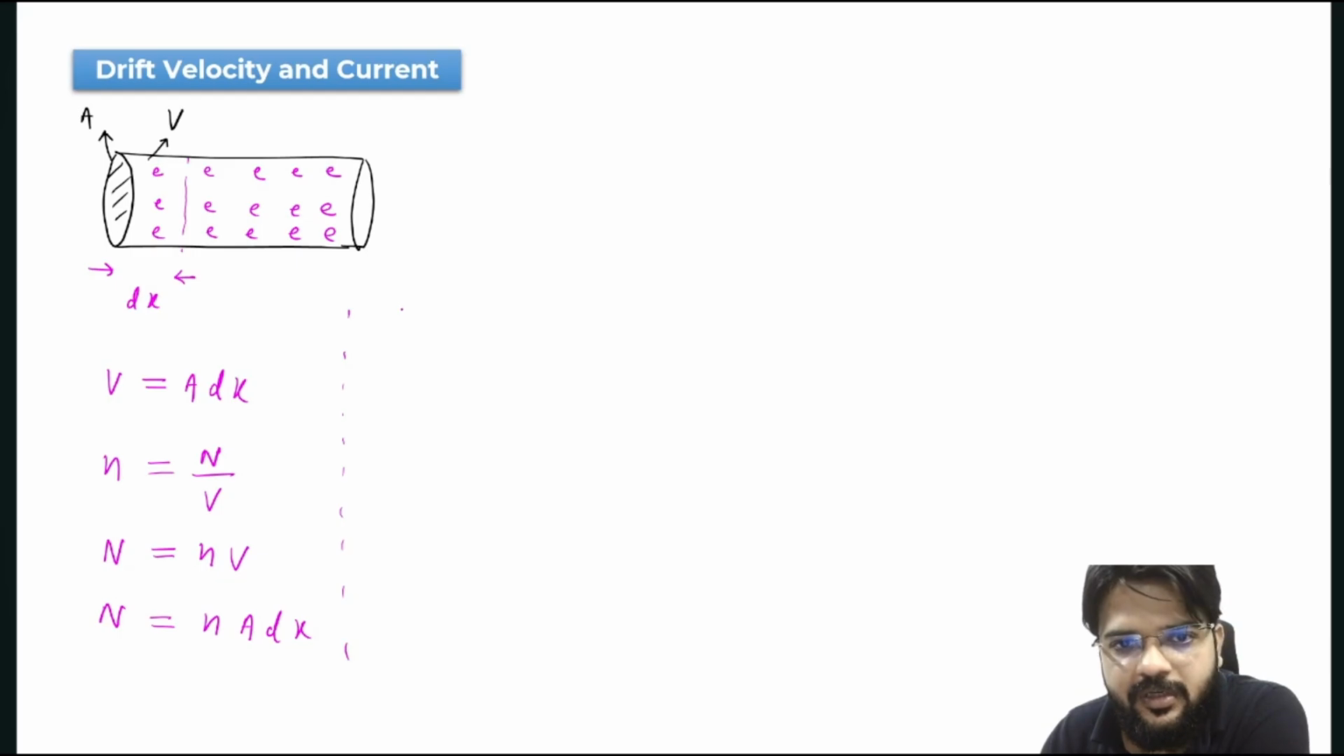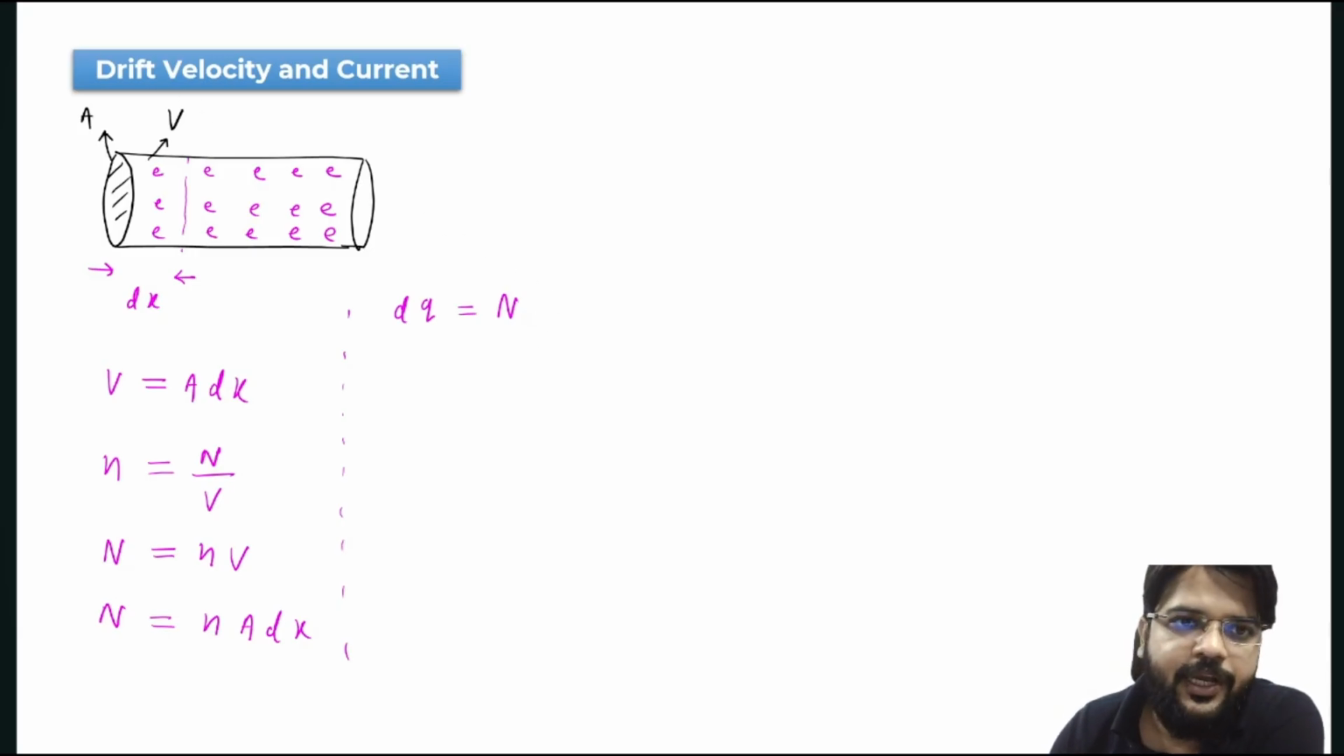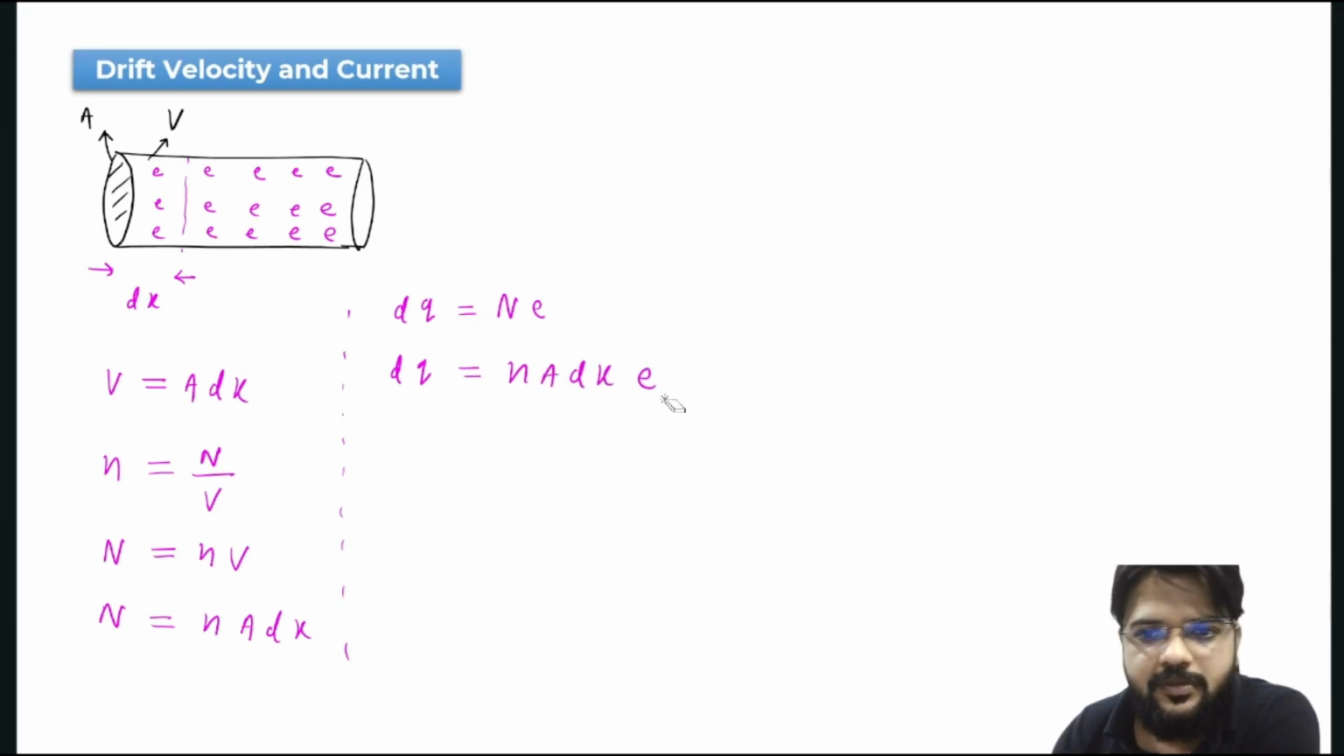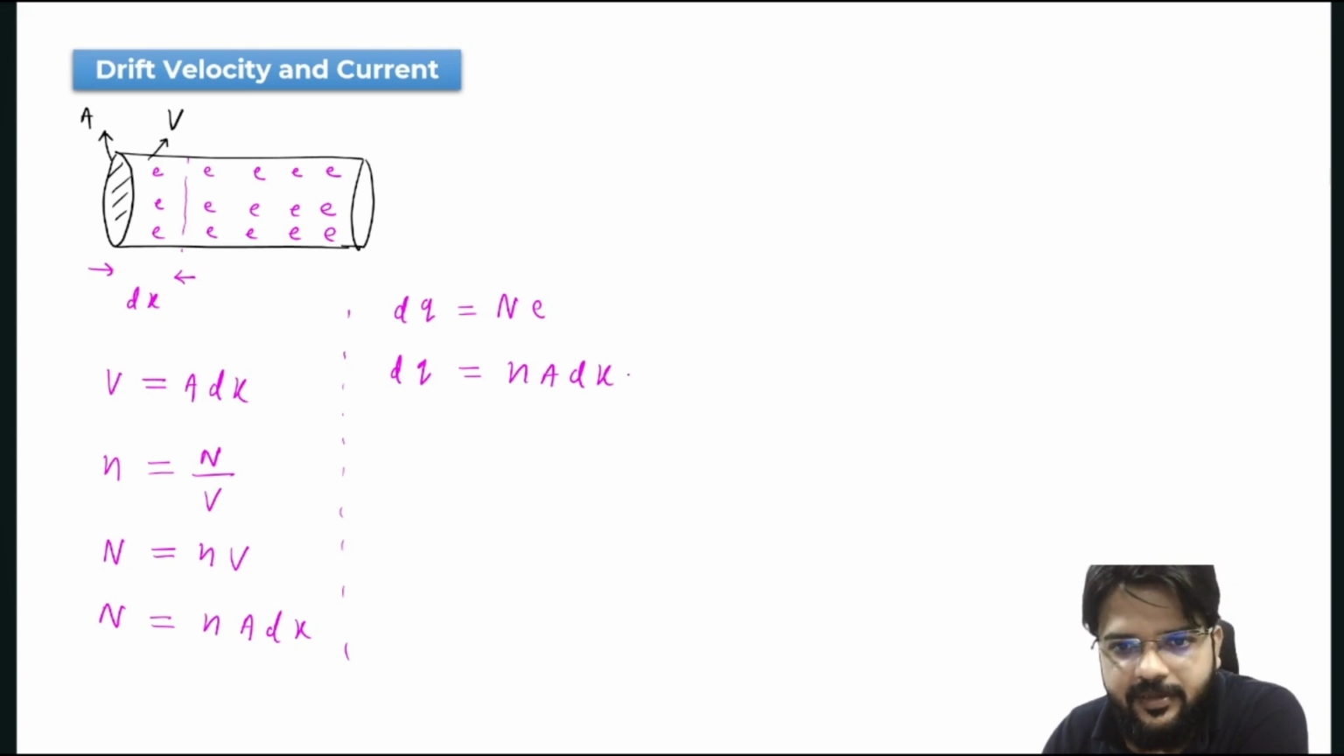and the total charge present in this region can be written as what? dq equal to nA dx e. The charge present on one electron is e, so if I multiply the number of charges with e, we will get the total charge present in this region. All right. Now the next thing is what here? We will put in the value of N. It is n A dx into e. This thing we are getting finally.